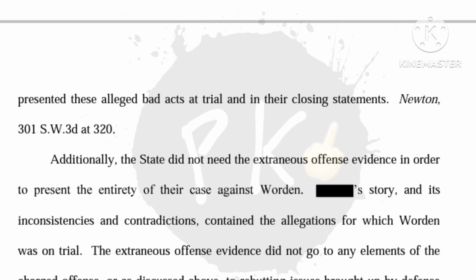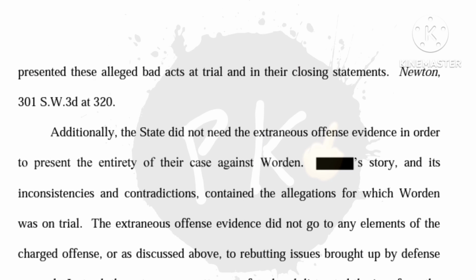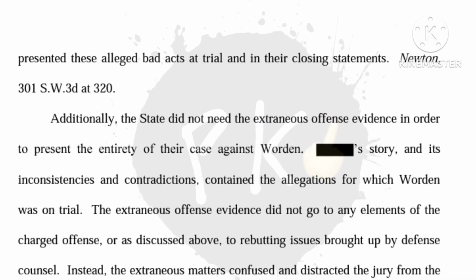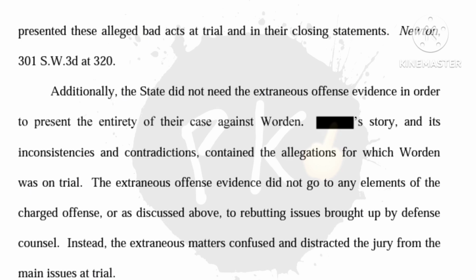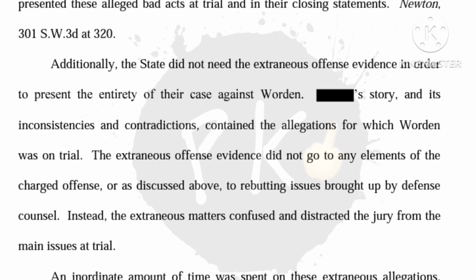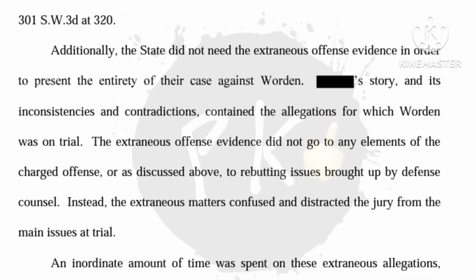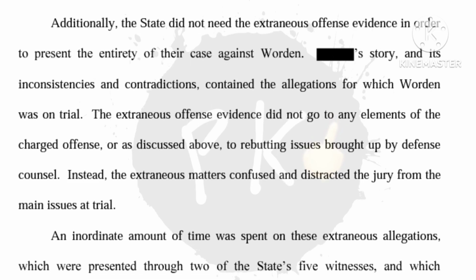B.W.'s story and its inconsistencies and contradictions contain the allegations for which Worden was on trial. The extraneous offence evidence did not go to any elements of the charged offence, or as discussed above, to rebutting issues brought up by defence counsel. Instead, the extraneous matters confused and distracted the jury from the main issues at trial.